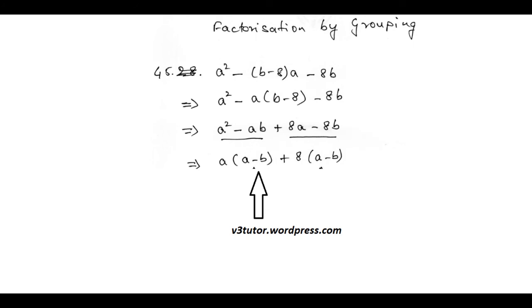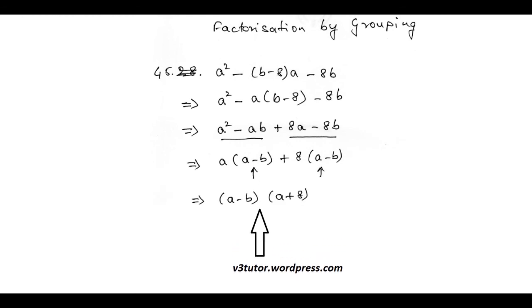So again we can find that in these two expressions a minus b is common. So we remove a minus b common, right? We have removed a minus b common. What remains is a plus 8. So the factorized form of this expression is a minus b into a plus 8.